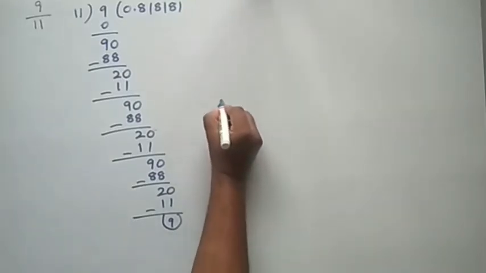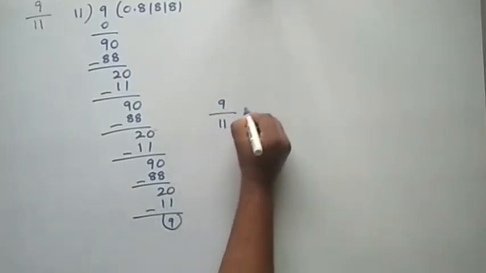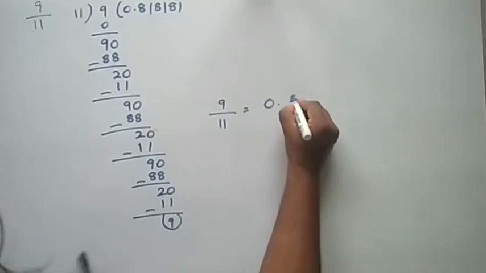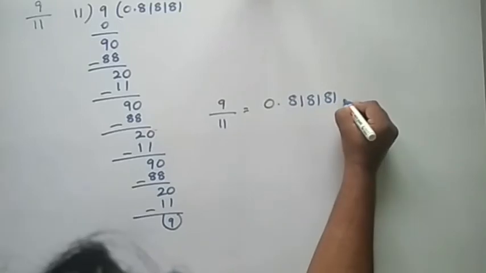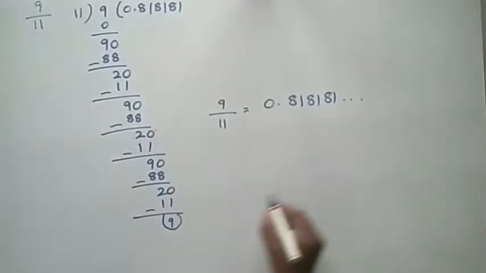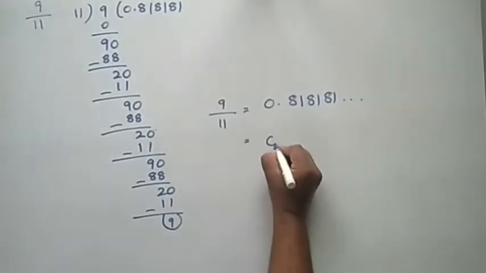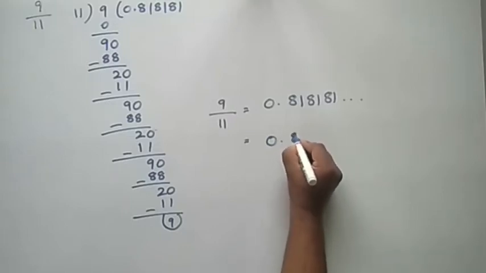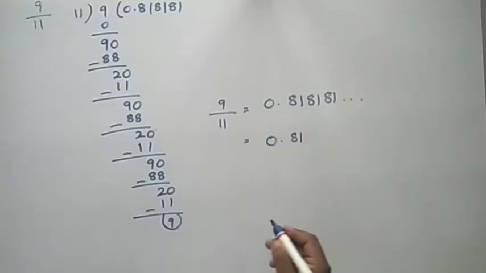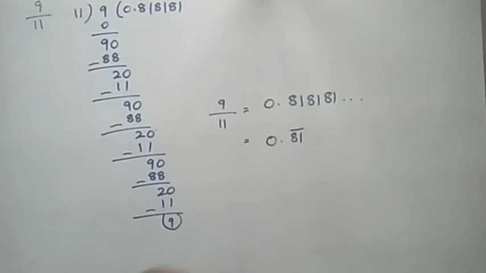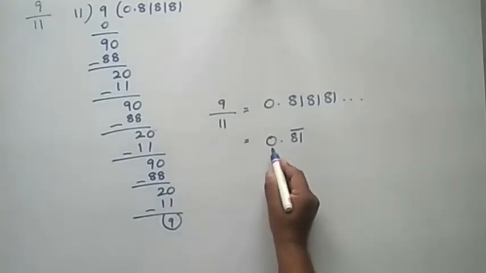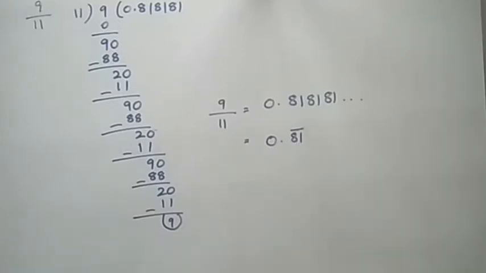So we can write 9 by 11 equals 0.818181. It's continued. Then we can write in a short form, that is 81, means here the 2 digits are repeating. So that's why I am keeping a bar for the 2 digits, 8 and 1 also. So we can read this one as 0.81 bar.